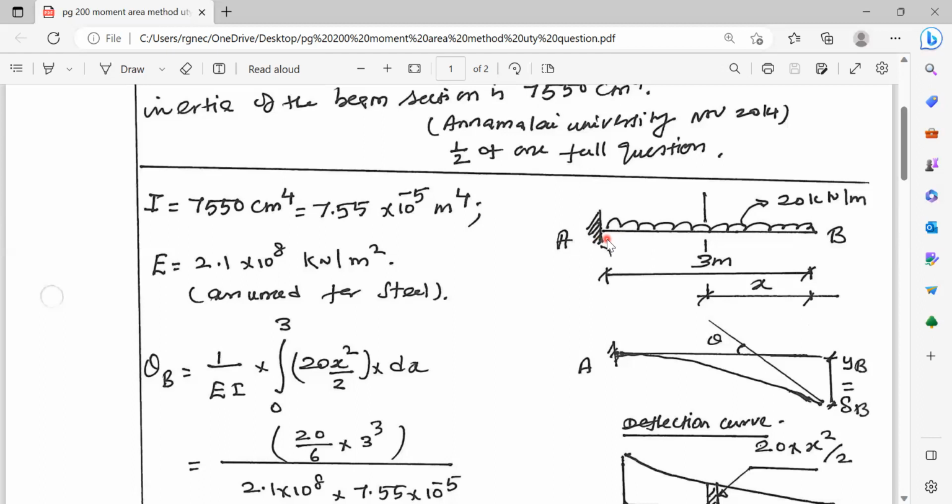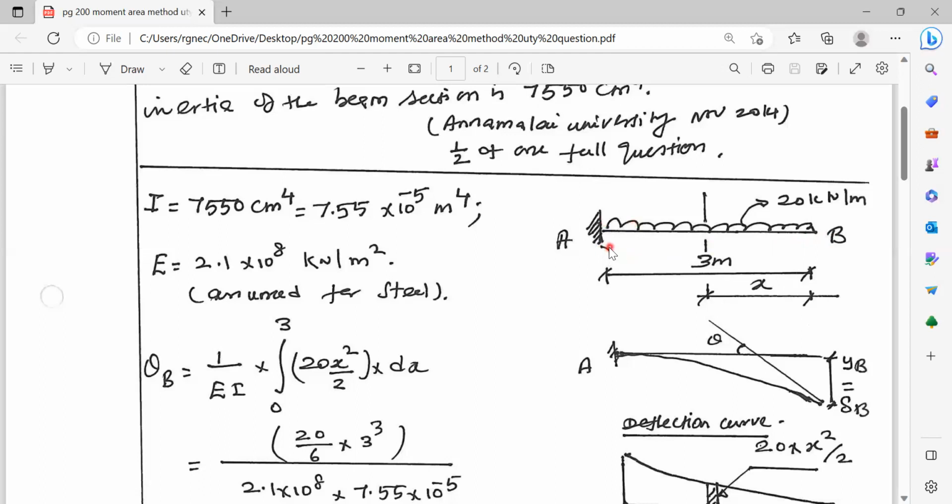And we have to apply Mohr's first theorem of moment area between the points A and B. What is stated by Mohr's first theorem? The difference between the slopes of any 2 points, that is theta B minus theta A, is equal to 1 by EI times the area of the bending moment diagram between the points B and A. This is the first theorem of Mohr's moment area theorem.